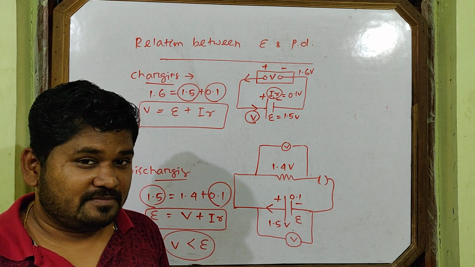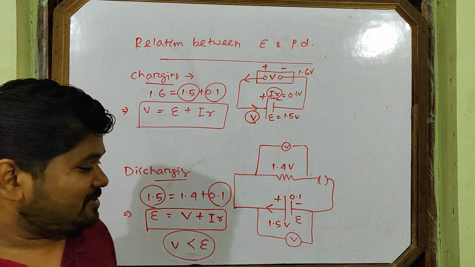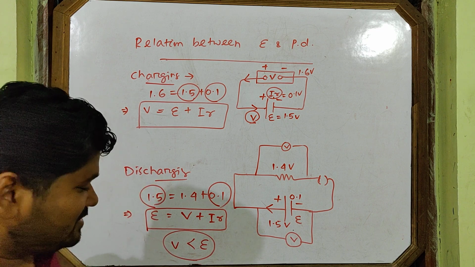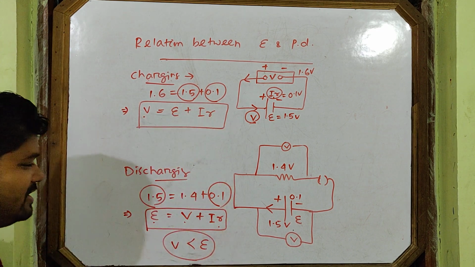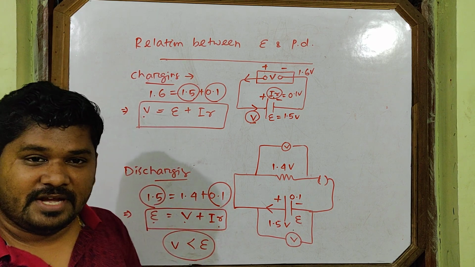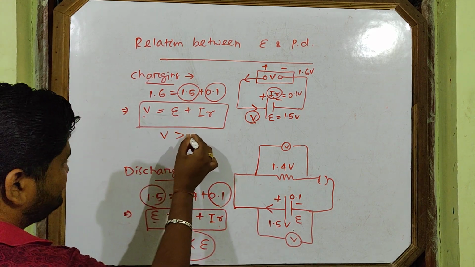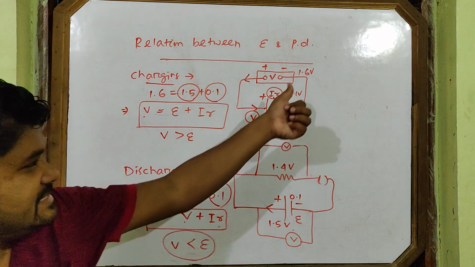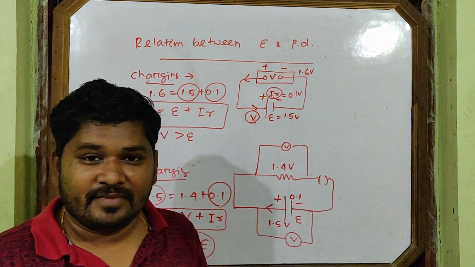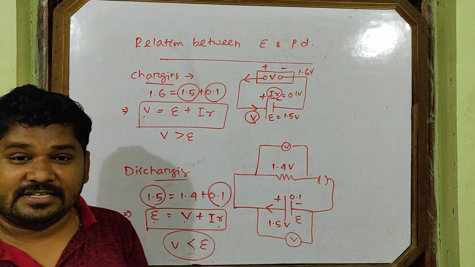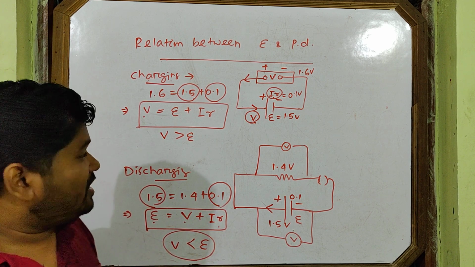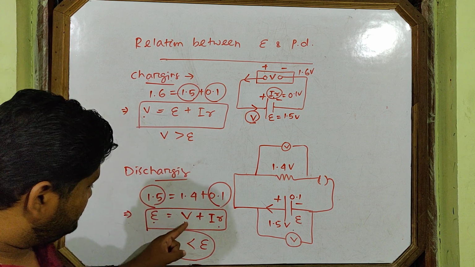But doubt comes in some students' mind. What doubt comes? Here E is equal to V plus IA, here V is equal to E plus IA. So how this happens? Here I will tell V greater than E. 1.6 is greater than 1.5. In charging condition V greater than E. But in discharging condition V less than E. But how this happens? V is equal to E plus IA, E is equal to V plus IA.